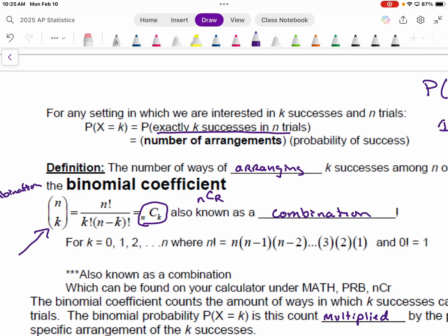If you press math, arrow over to the PRB column, you'll notice I think it's option 2, or is it option 3? One of them is permutations, one's combination. I know the first one is RAND, but I think option 2 is the combination.